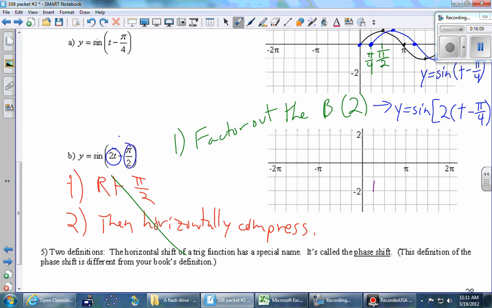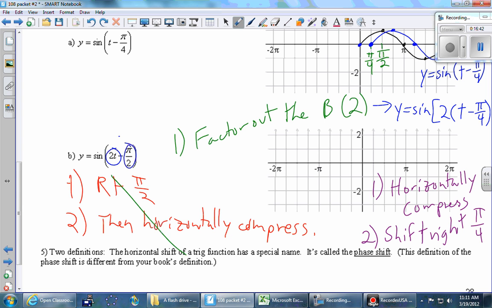which is step 1, horizontally compress. No, the one in red is right, but it's very counterintuitive. It is not how I think of my shifts. You can do it either way. So here's the idea. I'm going to finish what I'm writing here, and then we'll go shift to the right by pi over 4. If you do red or if you do purple, you will land on exactly the same graph. So either way is fine by me. You're going to get the right answer either way.